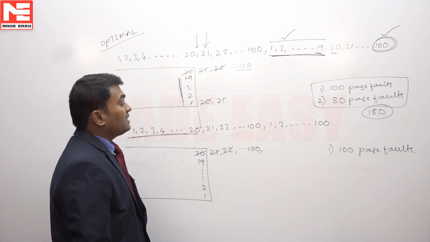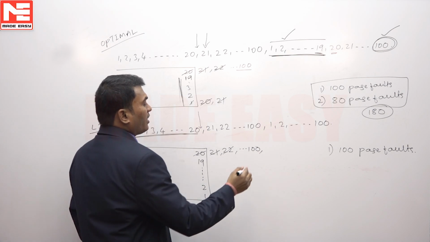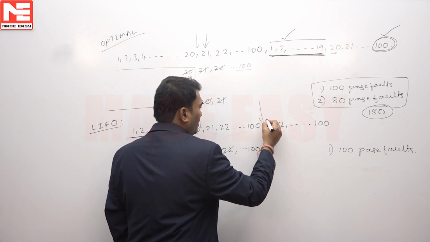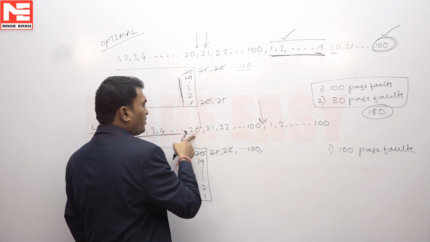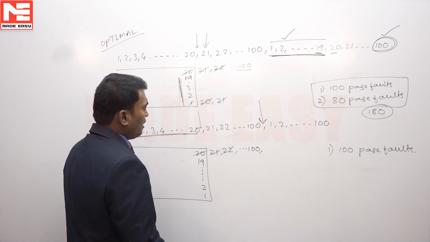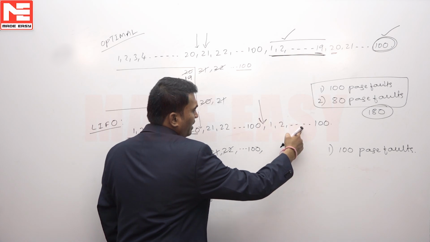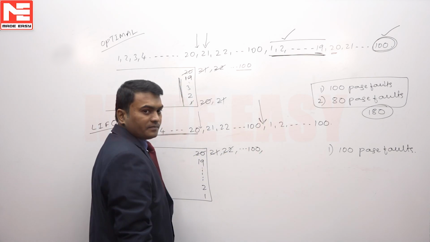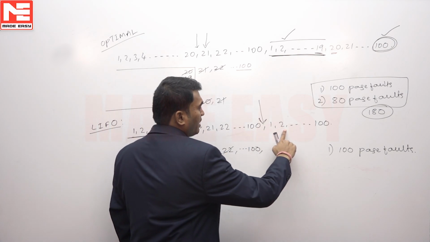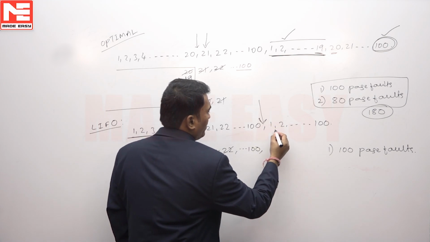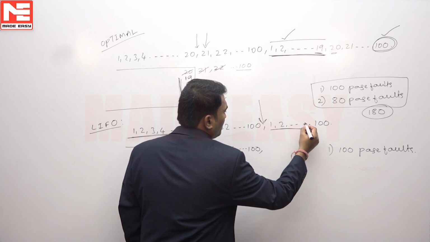Now next, important thing here: the 100 page faults are over. Now you are here, up to 100 you are all page faults. Now next, when 1 to 19 come, they are not page faults. Now understand here, 1 to 19 they are not page faults.